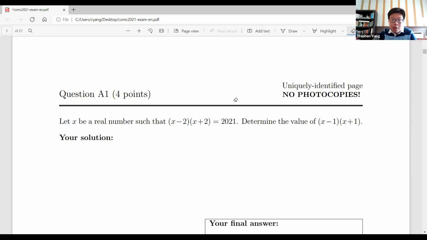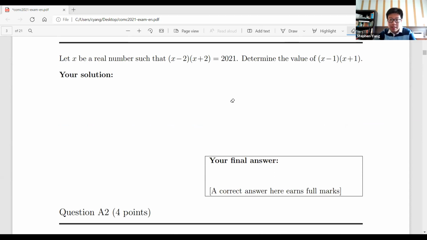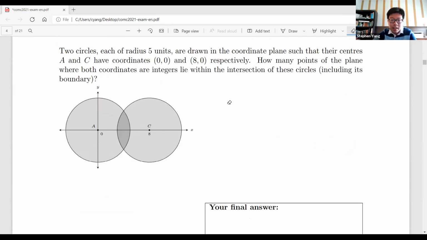The questions are already posted on the Canadian Math Society. You could go there and check out the questions. Okay, so we'll start at A3. It says in the question, two circles, each with radius 5 units, are drawn in the coordinate plane such that their centers A and C have coordinates (0, 0) and (8, 0), respectively. So in this graph, you have seen A is here and C is here. And it asks you how many points of the plane where both coordinates are integer lie within the intersection of these circles, including its boundary.